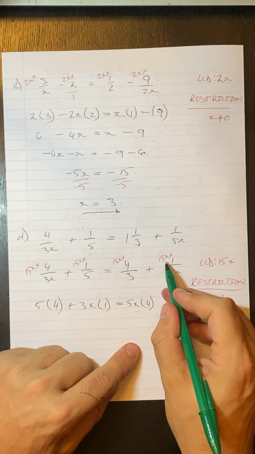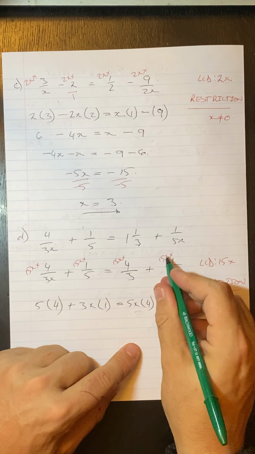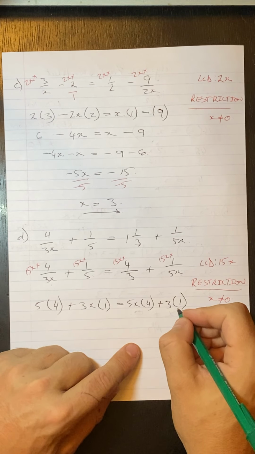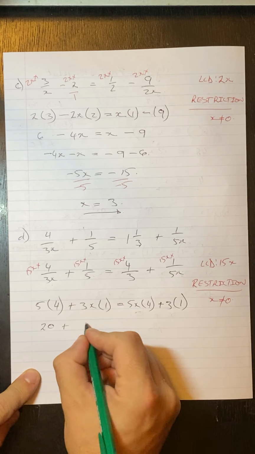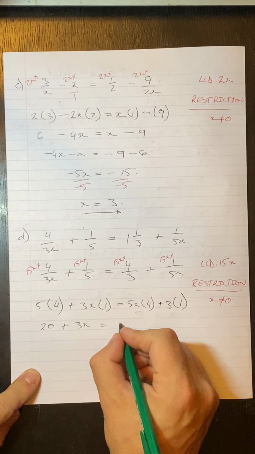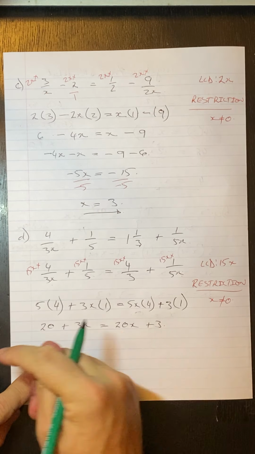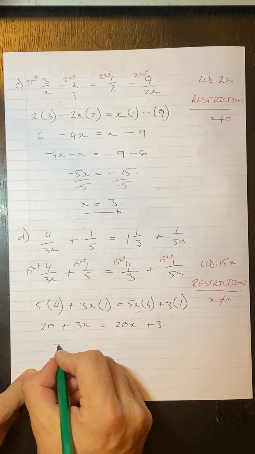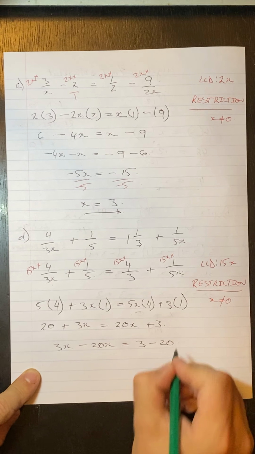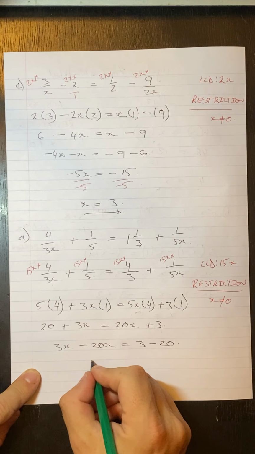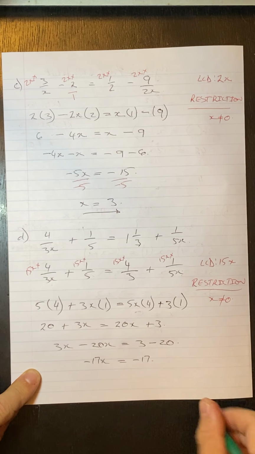5x will cancel into that 15x 3 times, because 5 goes into 15 3, and the x's will cancel, multiply by the top. Get rid of the brackets, so that gives us 20 plus 3x equals 20x plus 3. X is onto this side, numbers onto that side. So we have 3x minus 20x equals 3 minus 20. 3x minus 20x is minus 17x equals 3 minus 20 is minus 17.